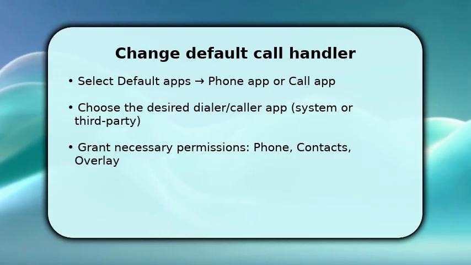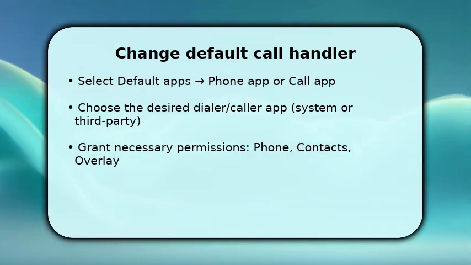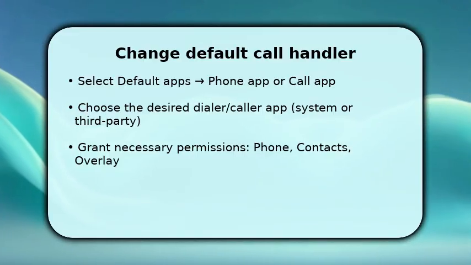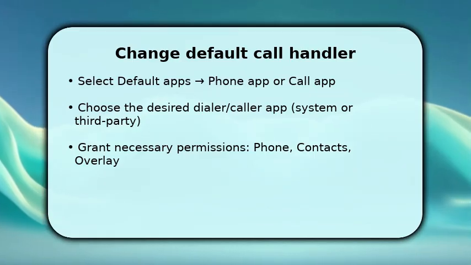After selecting, make sure to grant phone, contacts, and overlay permissions so the app can show caller details and accept calls. If you skip permissions, the app won't display correctly. Once permissions are set, test by calling your device to confirm the new call screen appears.